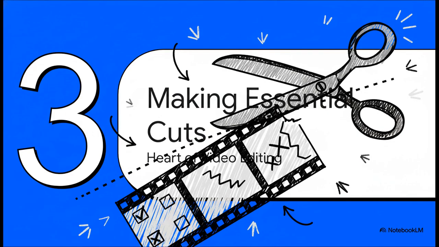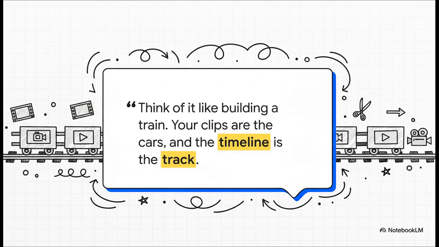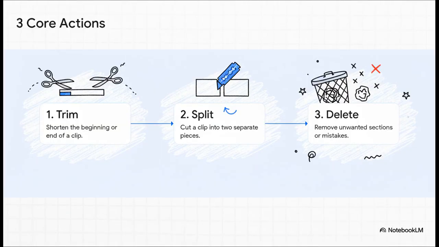Let's move on to the most important skill in all of video editing. And it's really simple. It's just cutting out the parts you don't want and keeping the parts you do. This is the absolute core of the whole process. I love this analogy. Think of your timeline as a train track, and each one of your video clips is a different train car. All we're doing is arranging those cars in the right order to take our viewer on a little journey. You know what? No matter how complicated or fancy an edit looks, it almost always comes down to these 3 basic moves: trimming, splitting, and deleting. If you can master these 3 things, you can edit pretty much anything.